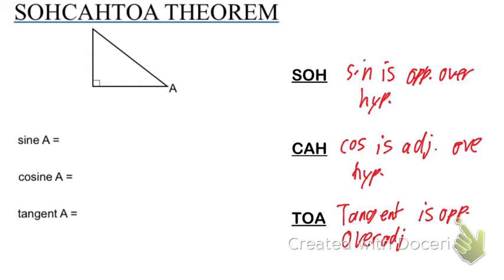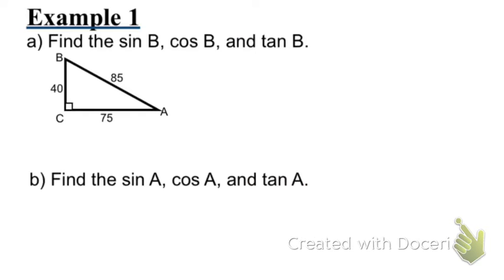Okay. So those were our 3 trig functions we learned: sine, cosine, tangent. And we had SOHCAHTOA to help us remember these. They're ratios. Then we found sine, cosine, tangent of angle B. Then we found sine, cosine, and tangent of angle A. We noted the relationships between these.